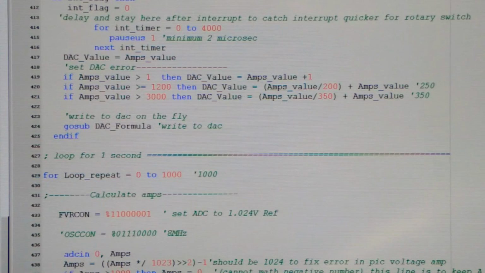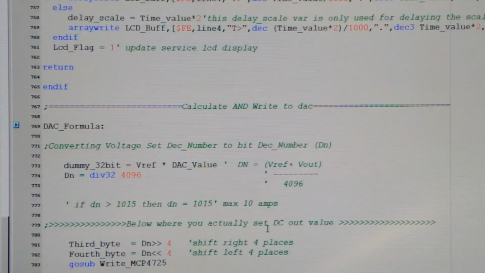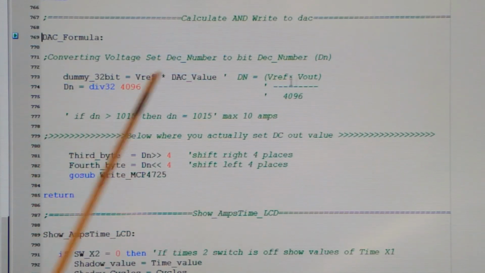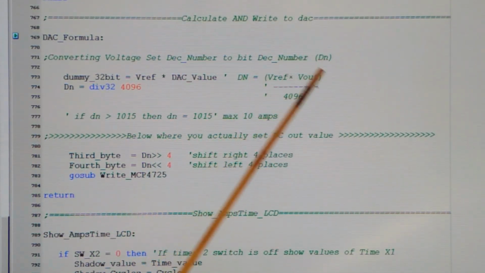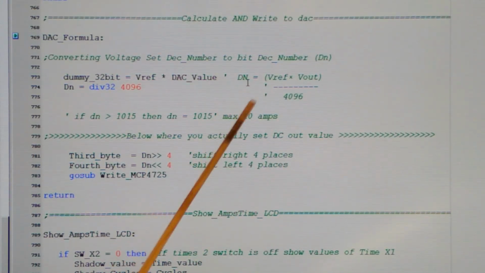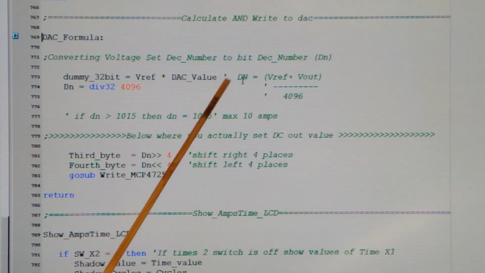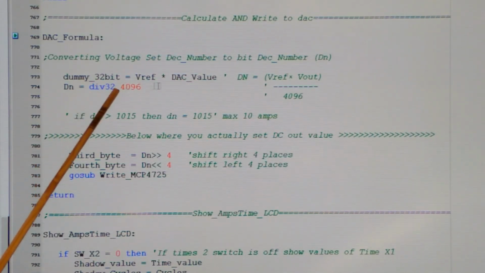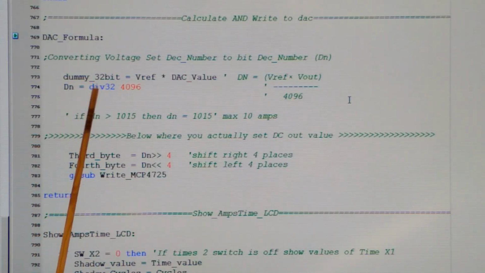DAC formula. I'll go to that just to show you. Okay, that is here. And this, of course, I've got from the PDF file of the DAC. Decimal number to convert, to get your decimal number from your voltage and from your bits. You do this formula, and you see here I have to use that divide by 32.